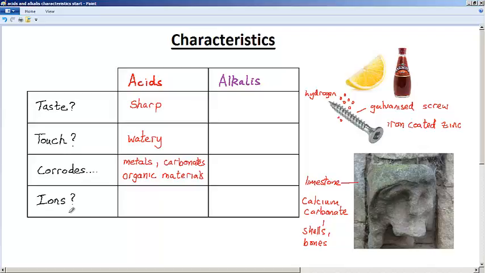Now, the last question refers to ions. Now, we'll learn more about these in the next lesson, but ions are charged particles, and both acids and alkalis produce ions, but they produce different types of ions. Now, an acid will produce something called a hydrogen ion. Okay, let's make that right, and the symbol for hydrogen is H, and ions are charged particles, and the hydrogen ion has a plus charge. It's a positive charge. It looks like that. And it's precisely this hydrogen ion that makes lemon juice feel sharp or vinegar feel sharp, and it's also responsible for the aggressive corroding of various materials.